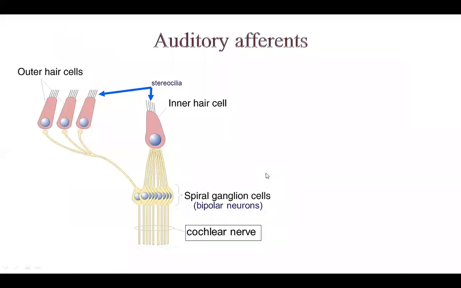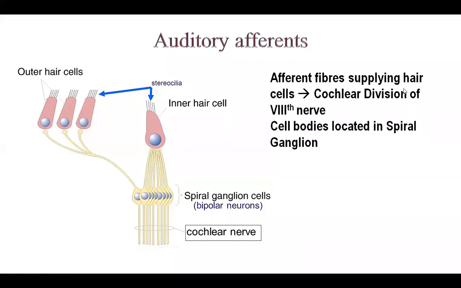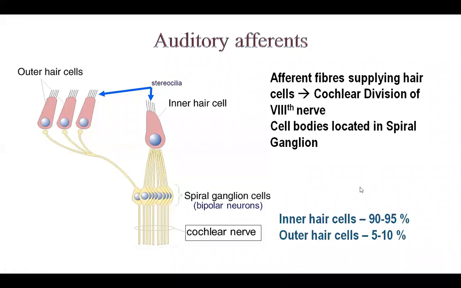Now let us see how the auditory efferents work. As you see, the inner hair cells are a single row and the outer hair cells are in 3 rows. But if you look at the efferents, inner hair cells give more efferents as compared to the outer hair cells. These efferent fibers form the cochlear division of the 8th nerve. The cell bodies are located in the spiral ganglion. The inner hair cells constitute 90 to 95% of the auditory efferents, whereas the outer hair cells contribute only 5 to 10%.